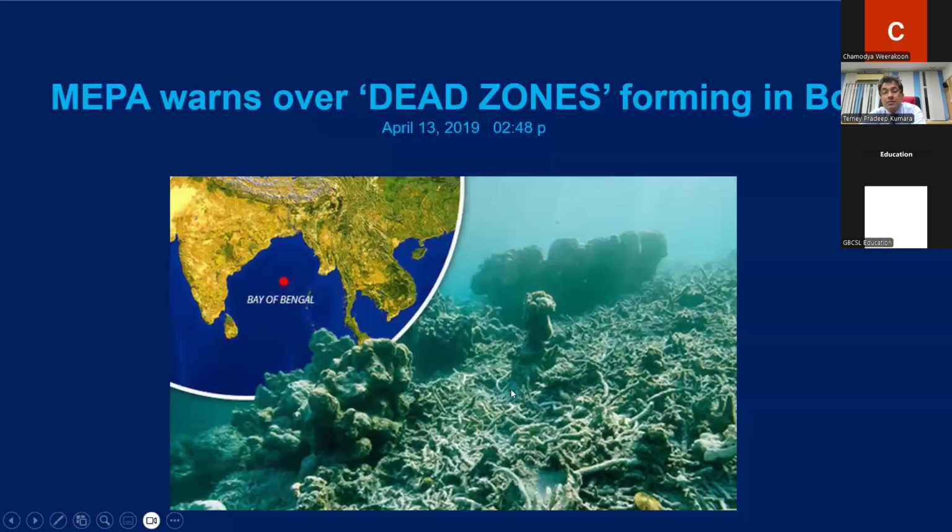Right. There are some news articles regarding dead zones in 2019. NEPA warned about dead zones here in the Bay of Bengal, the center of the Bay of Bengal. There were some records about a newly formed dead zone with a size of 64 square kilometers. This huge dead zone in the Bay of Bengal region, right?